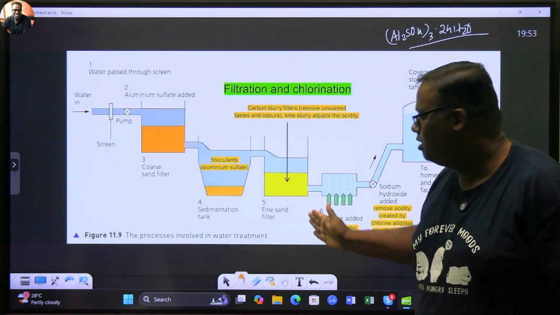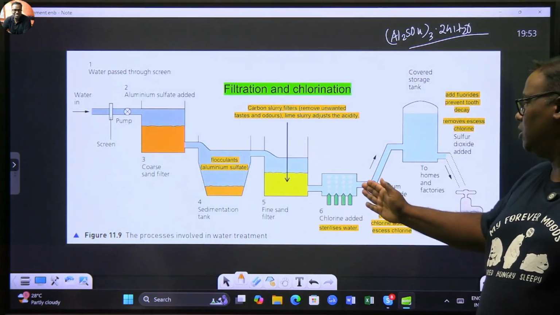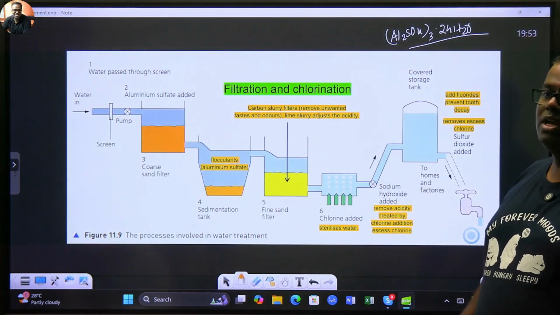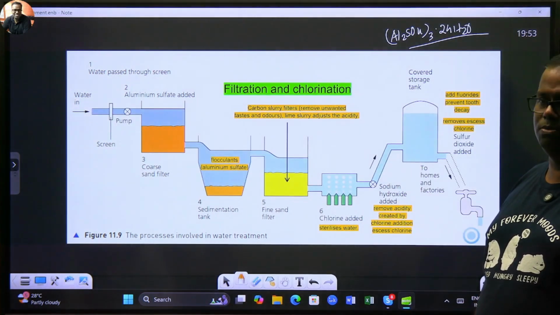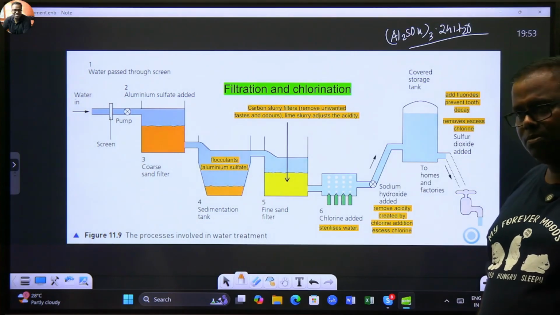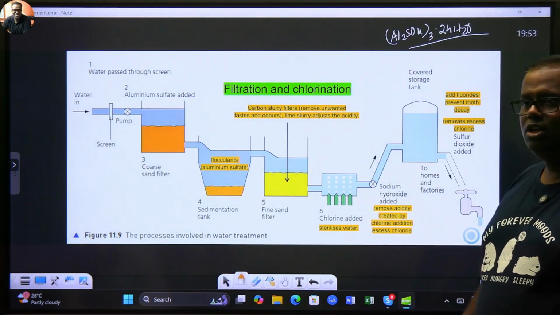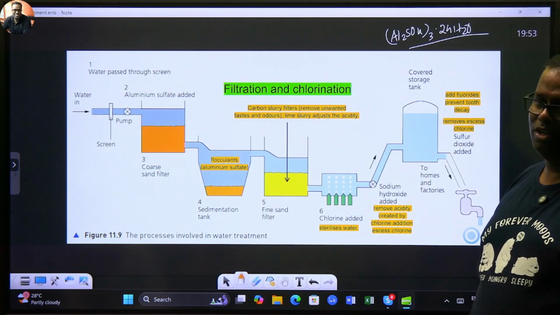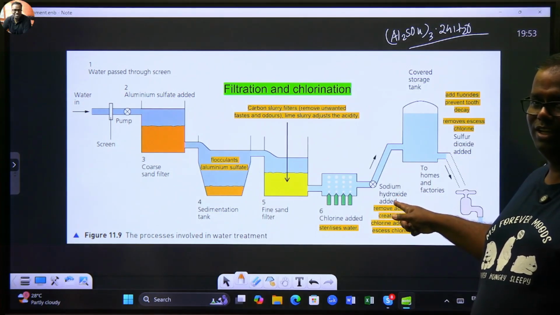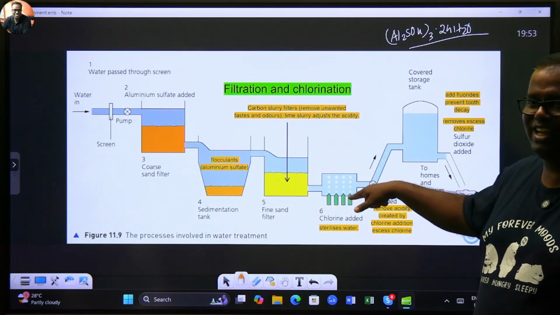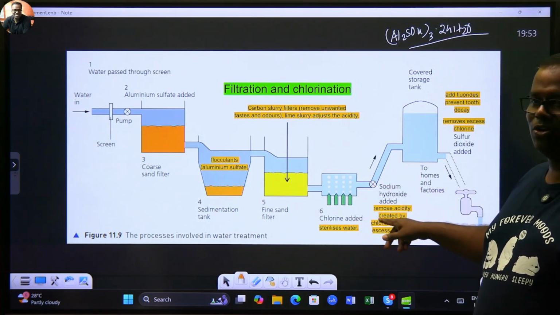At this stage, filtration ends. Chlorination starts. Why are you adding chlorine? To kill all the germs. But again, a problem. If you add chlorine, you are going to increase the acidity level. So add sodium hydroxide. Base, it is going to kill the acid. So base, it will take out all the acids from it.